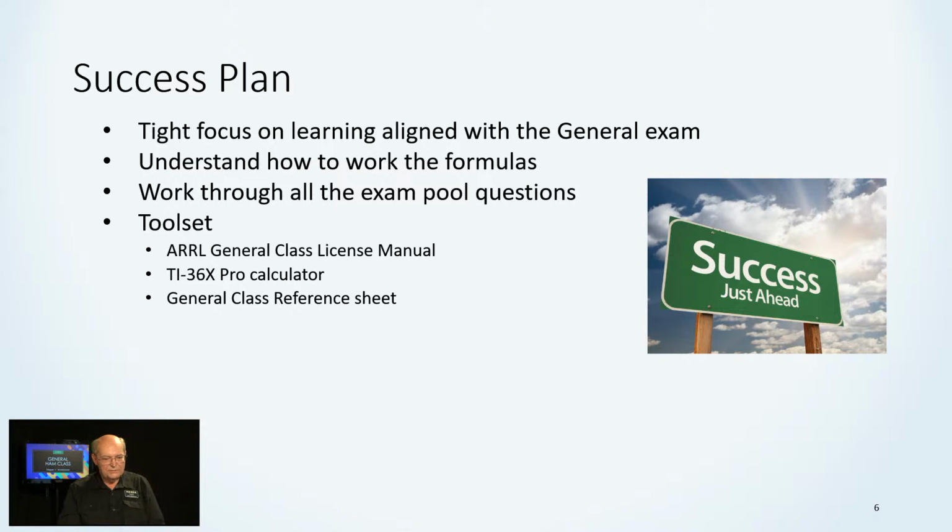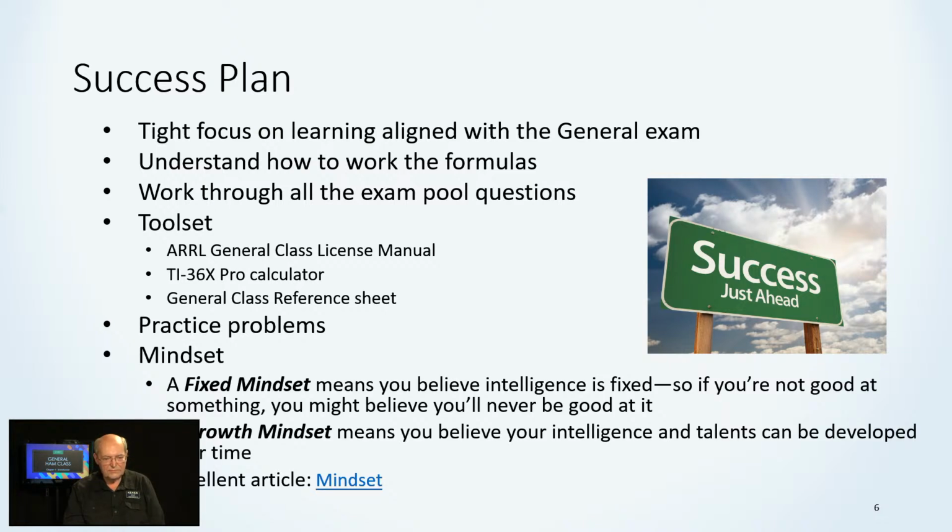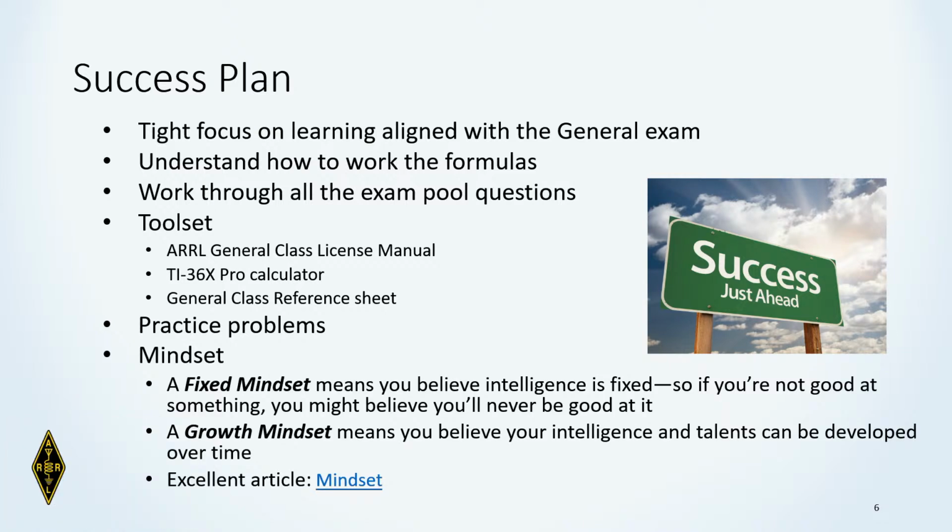So what's our tool set? Well, the General Class License Manual will be important. The calculator we've mentioned. And we'll be making available a handout called the General Class Reference Sheet. What this is, it's a one-page sheet that has got all of the formulas on it in one place. In the book, they're kind of spread all over the place, but I think that'll help focus us on just what's important. Practice problems are the pool questions. And mindset. This is a concept that some of you may not have heard of.